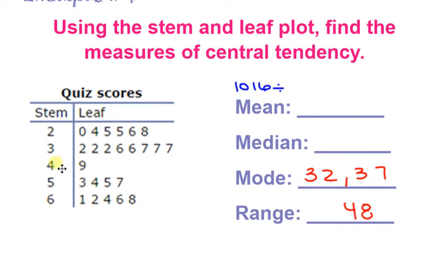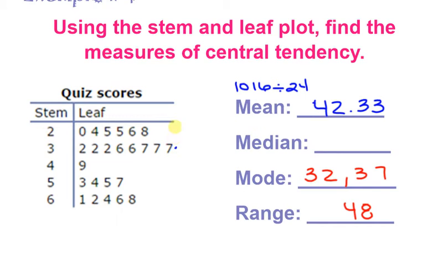Now I need to count how many numbers I have. 1, 2, 3, 4. Remember, don't count the stems. 1, 2, 3, 4, 5, 6, 7, 8, 9, 10, 11, 12, 13, 14, 15, 16, 17, 18, 19, 20, 21, 22, 23, 24. Dividing 1,016 by 24, I got a large decimal, so I'm going to round, and I'm going to do 42.33. And that is my mean.